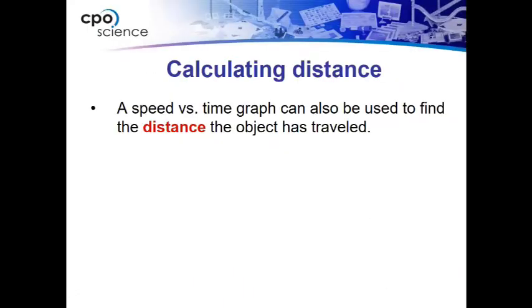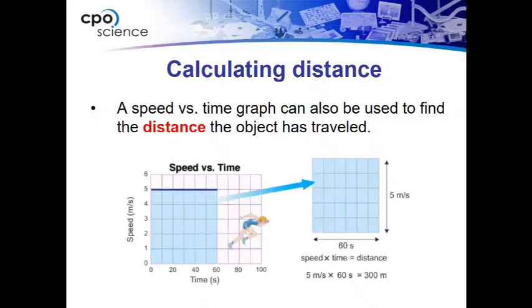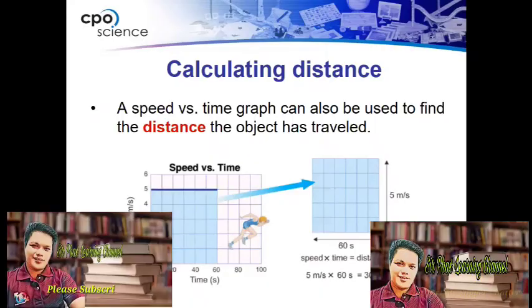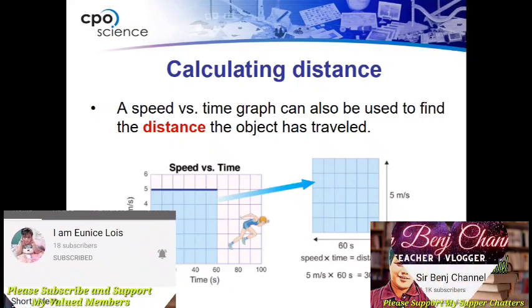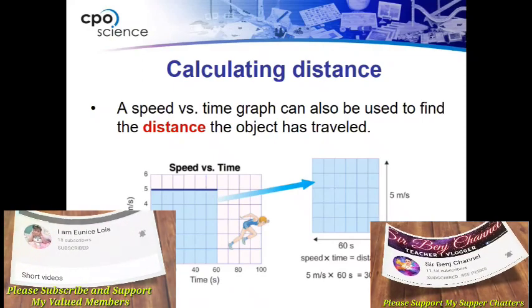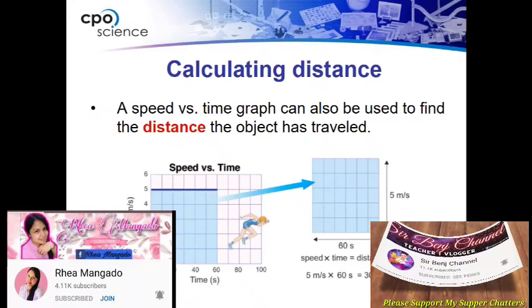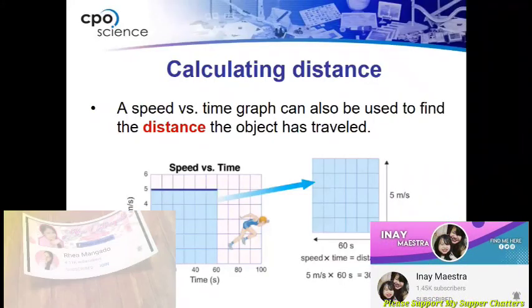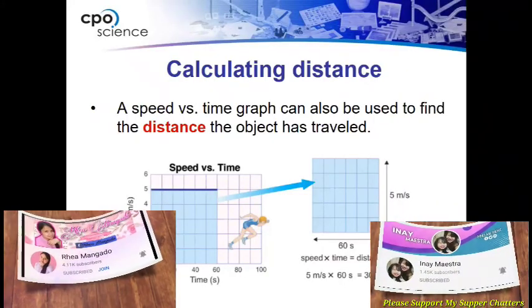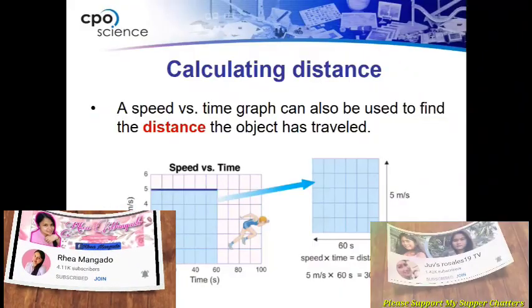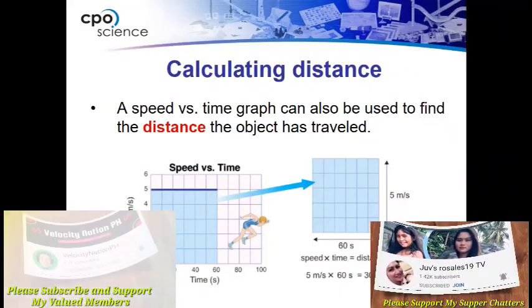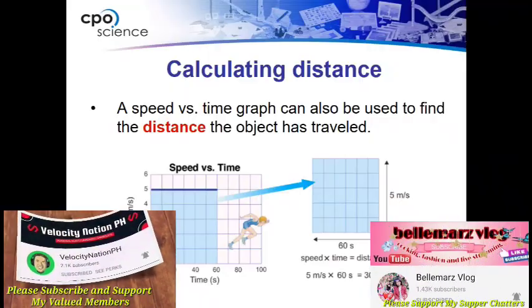So calculating distance, a speed versus time graph can also be used to find the distance the object has traveled. Okay? Yung speed versus time graph, pwede siyang magamit para ma-determine yung distance of a moving object. Like what is shown in the illustration below. Okay? So much for that.